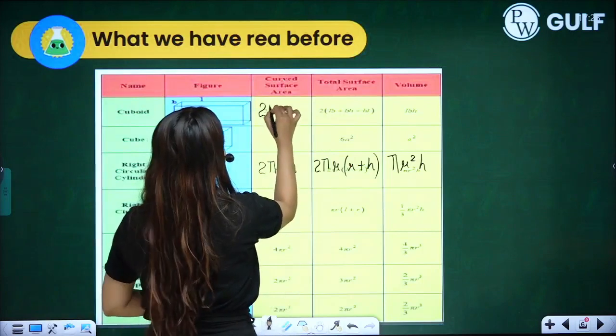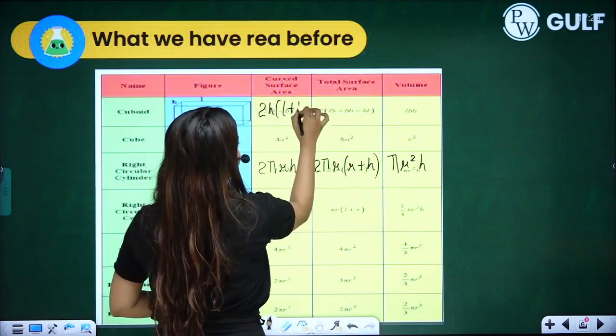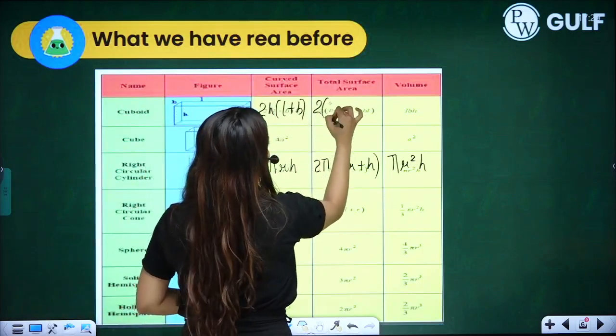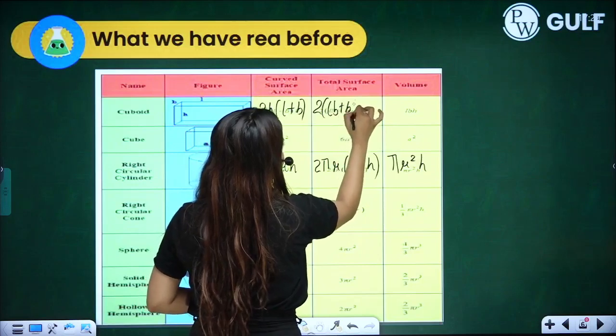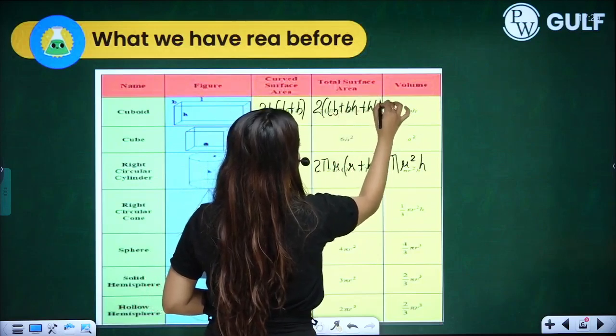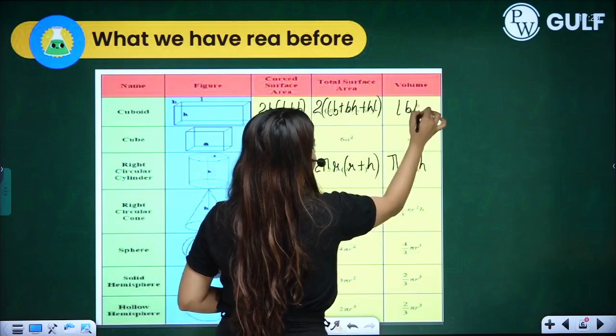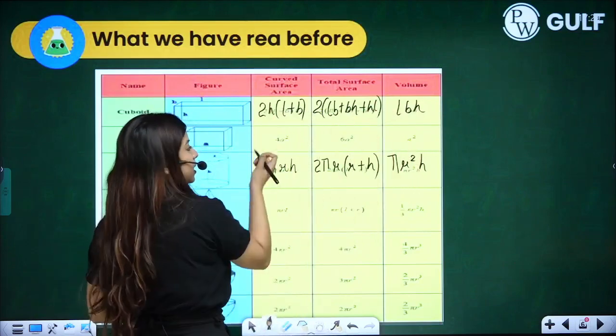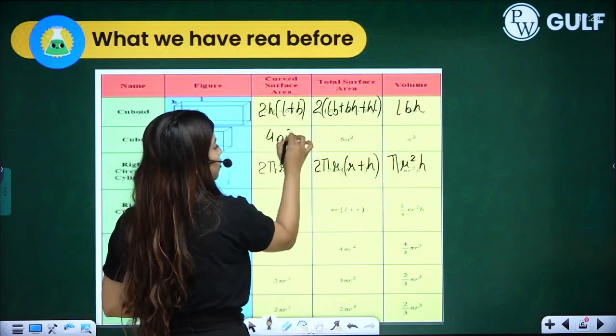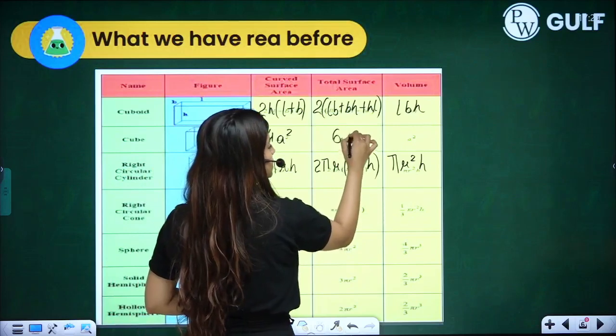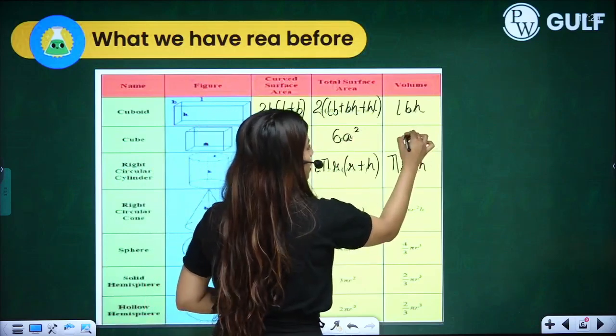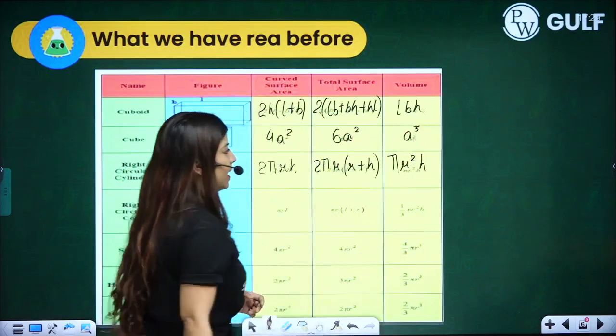So this is 2h(l+b). This is 2(lb+bh+hl), and volume is length into breadth into height. The curved surface area is 4a square. Total surface area is 6a square, and the volume is a cube.